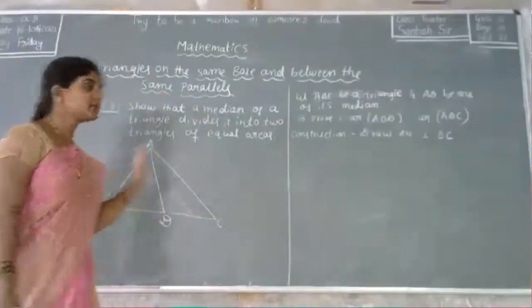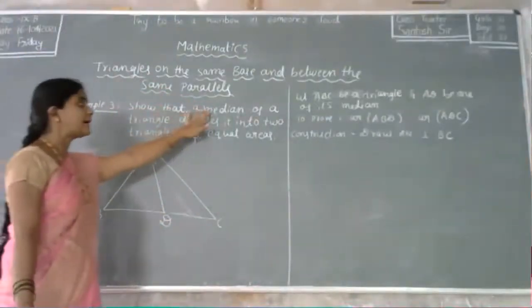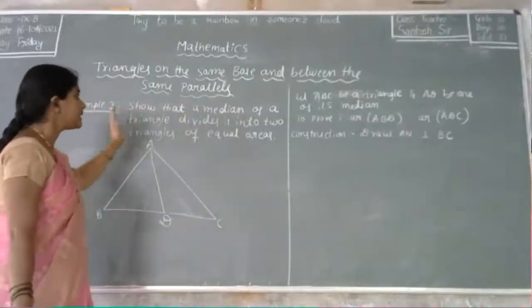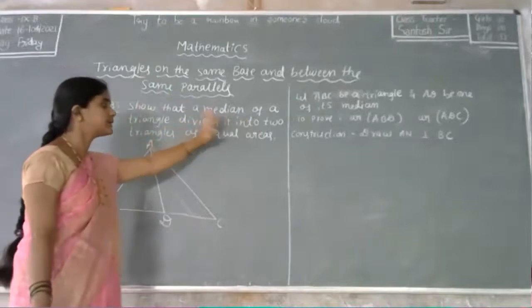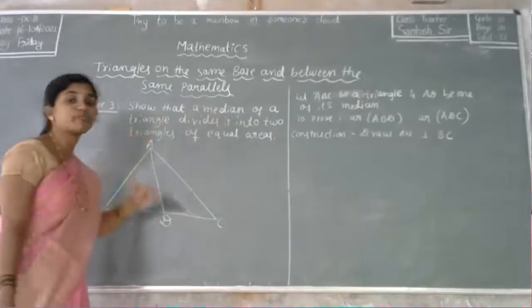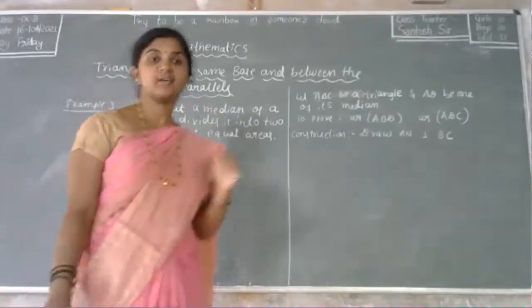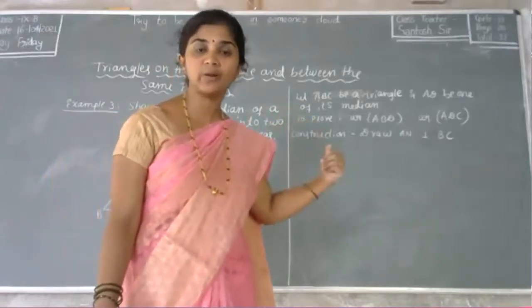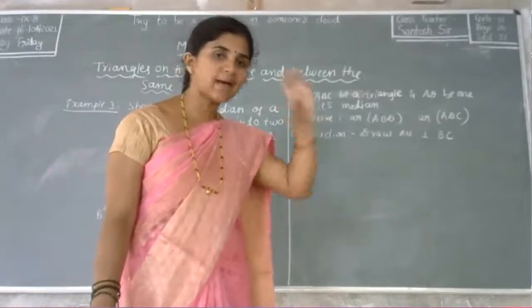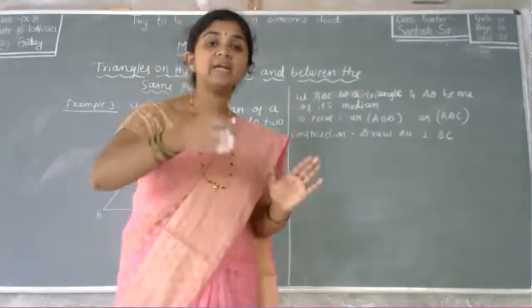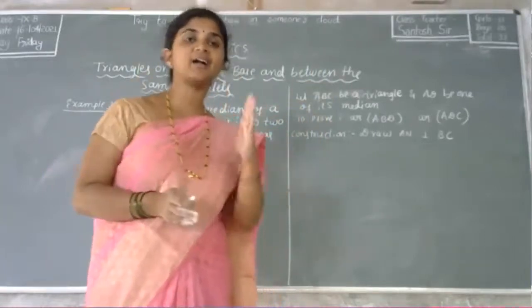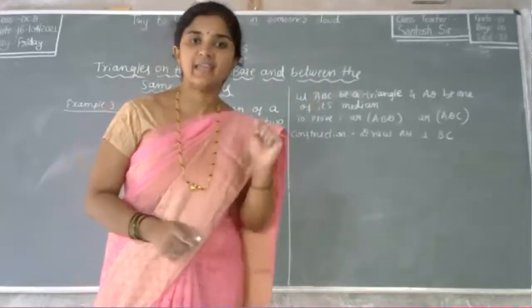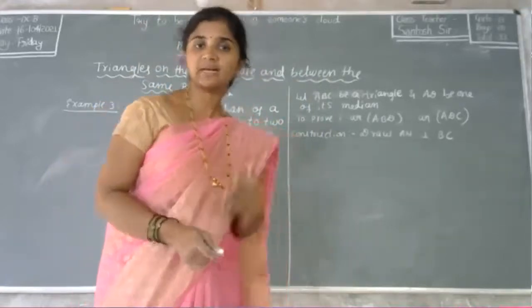Now see this question: show that a median, a word you all know, of a triangle divides it into two triangles of equal areas. This is also one of the important properties. After solving this problem, you can keep it as a property: the median of a triangle divides the triangle into two equal areas. But how can we prove that?